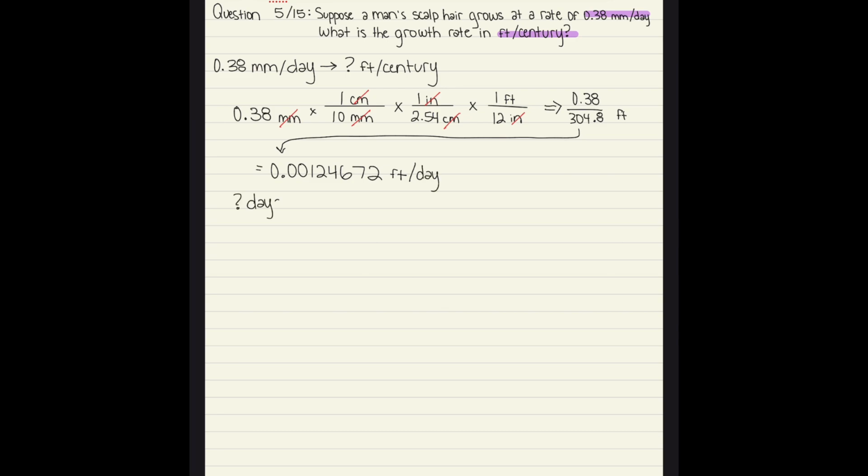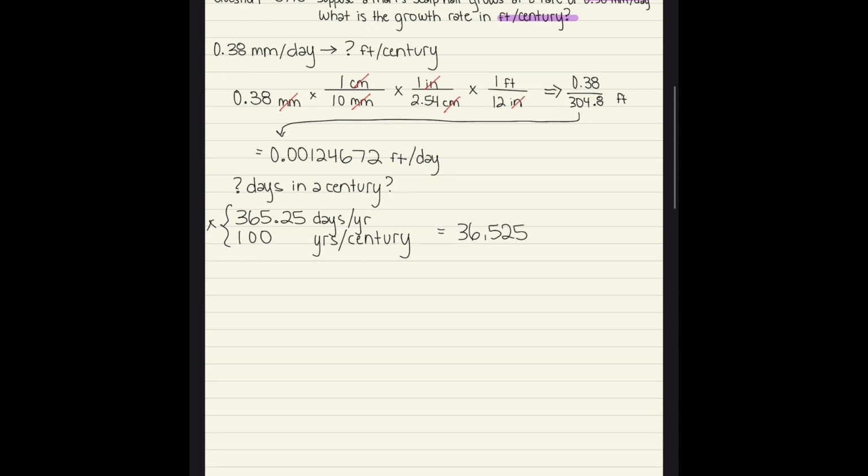But we still need to know how many feet per century. So how many days are in a century? I looked it up, and including leap years, it would be about 365.25 days per year. And we know there's 100 years in a century. So we're going to go ahead and multiply that. That gives us 36,525 days in 1 century.